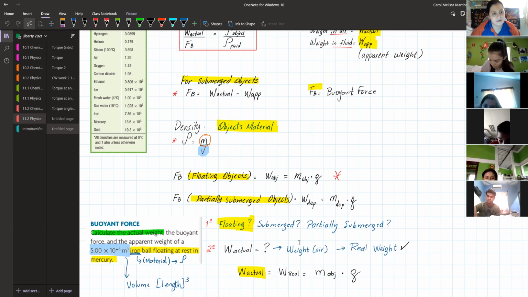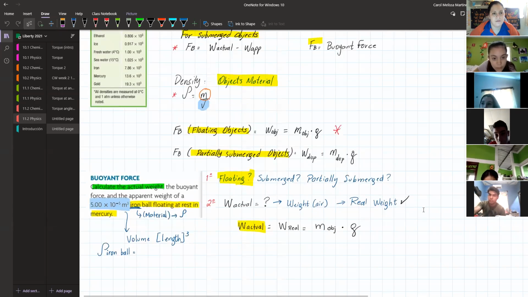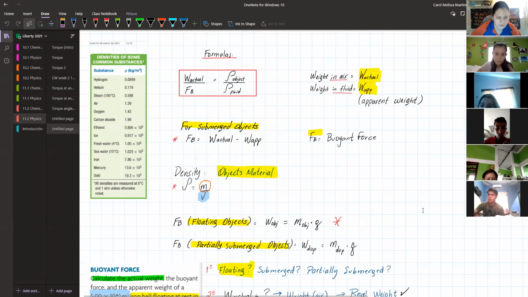Where can I get the density? In the table of densities. Now, what is the density of iron? The density of the iron ball is right there in the table. Take a look. Iron is right here, okay? And it says that the density is 7.86 times 10 to the third power.